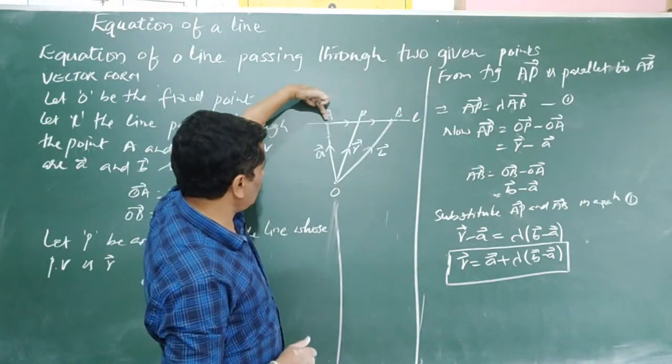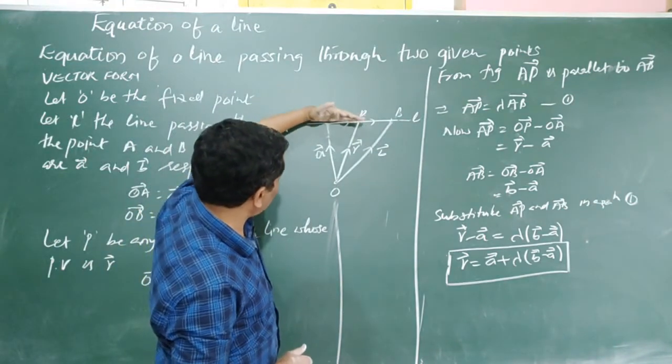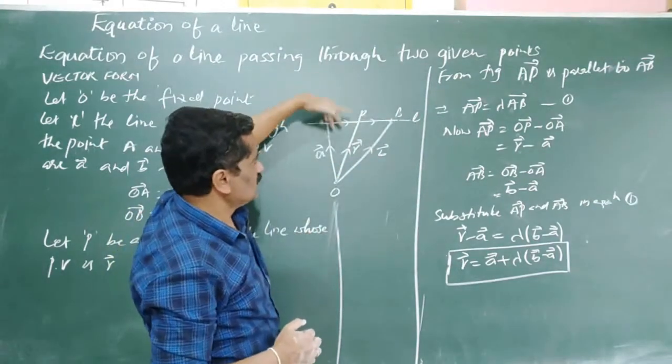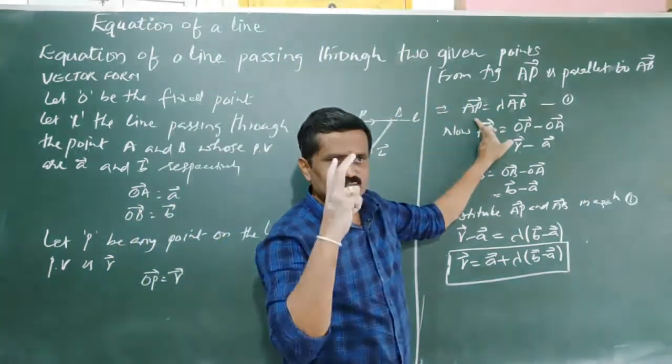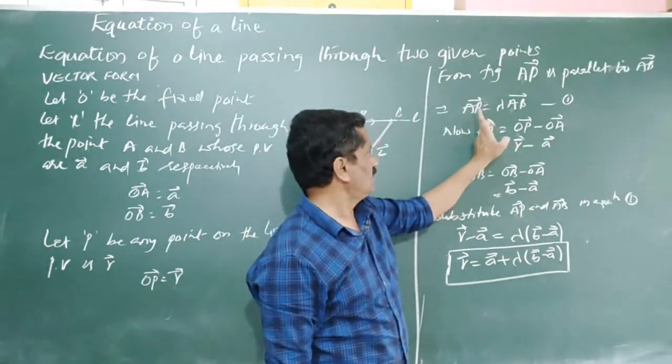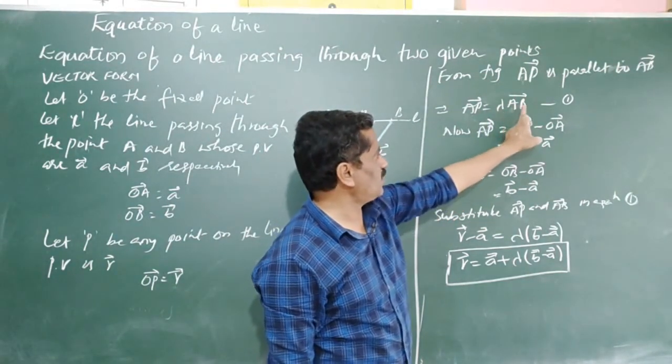Here from the figure, AP bar is parallel to AB bar. They are overlapping, so they are parallel to each other. Two vectors are said to be parallel if one vector is some scalar times the other vector. Therefore AP bar is equal to lambda into AB bar.